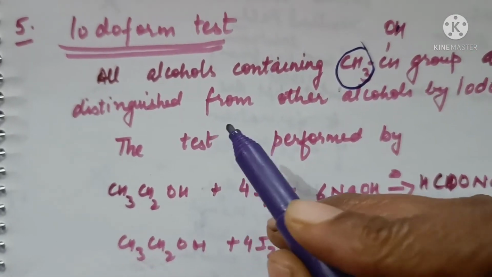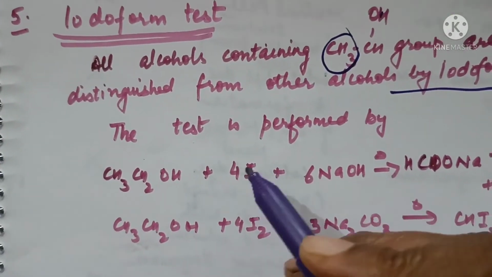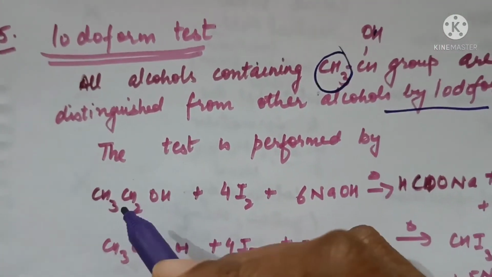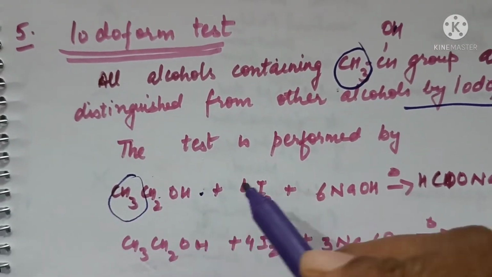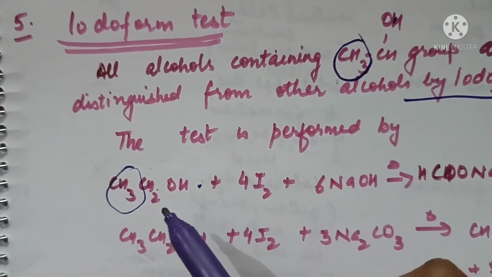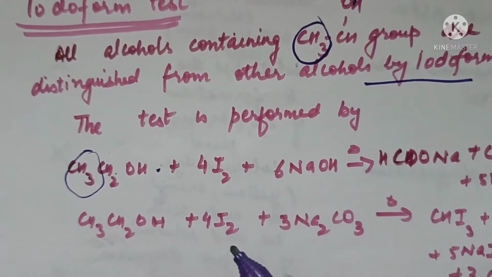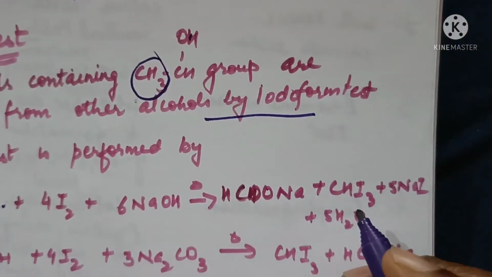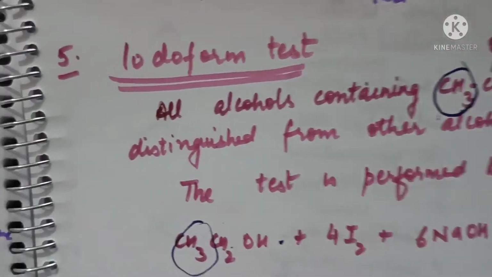In iodoform test, all alcohols containing a methyl group attached to the carbon containing the OH group, that is the carbinol group, can be distinguished from other alcohols by iodoform test. Iodoform will be formed when this methyl group is present on the carbon containing the OH group, and it will not be formed in other cases. So this kind of alcohol, when made to react with iodine and NaOH or iodine and Na2CO3, forms a yellow colored precipitate of iodoform.